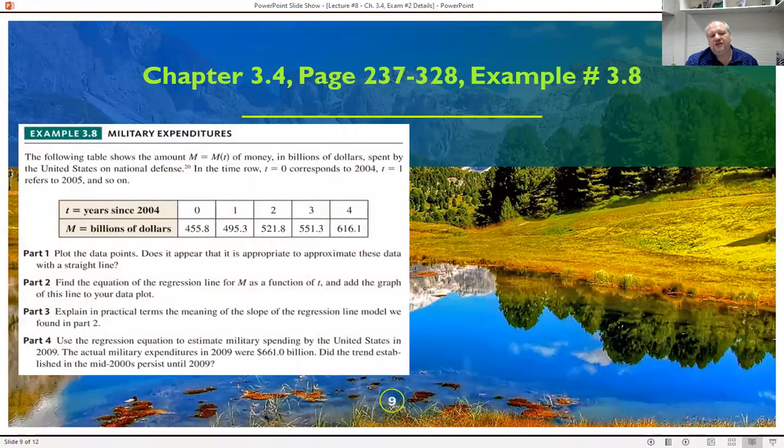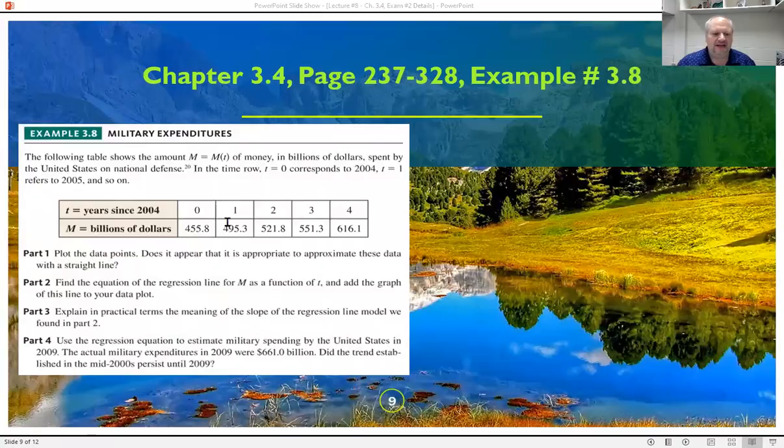The following table shows the amount M of money in billions of dollars spent by the US on national defense. In the time row, t equals 0 corresponds to 2004. t equals 1 refers to 2005, and so on. So t is in years since 2004. Great. Now plot the data points. Does it appear that it's appropriate to approximate these data with a straight line? All right, let's go into Desmos and let's see what that looks like now.